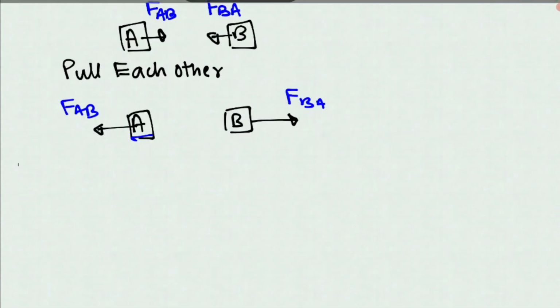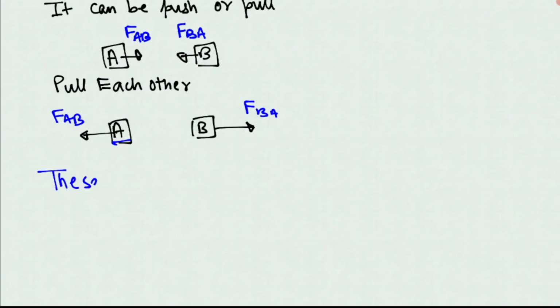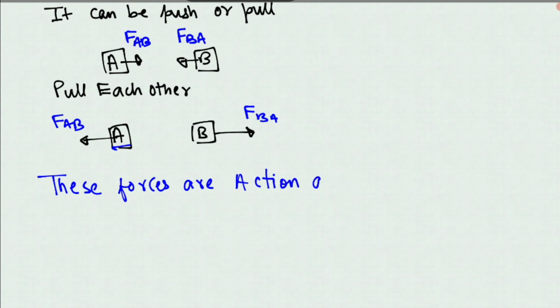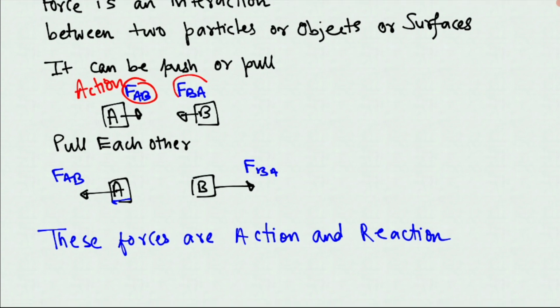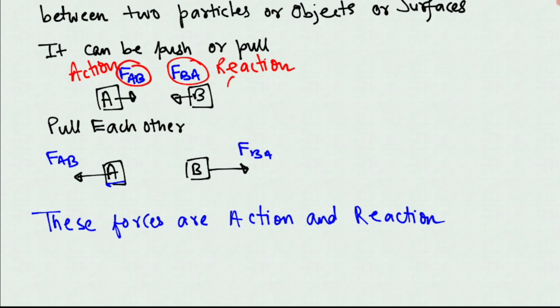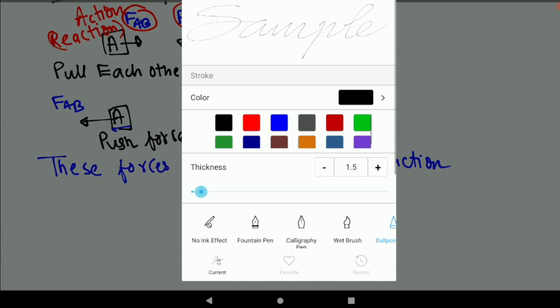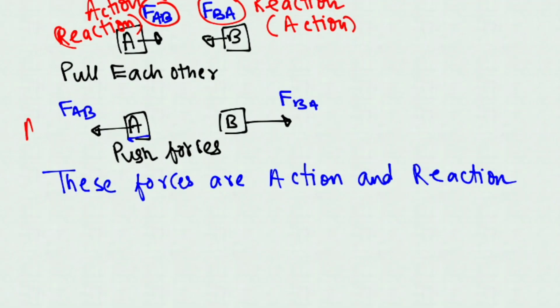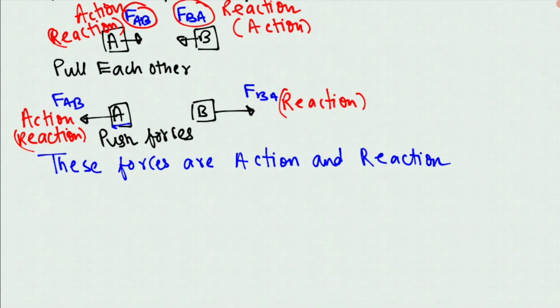For example, we consider two objects A and B. They will push each other or pull each other. We can call these action reaction forces also. For example, when we talk about pull force, FAB as action force, FBA will be reaction force. It could be the other way also. You can call FBA as action and FAB as reaction. Similarly, when we have a push force, when A and B are pushing each other, any one of them can be called action. Suppose FAB is action, then FBA will be reaction, and if FAB is reaction, then FBA will be action. Any one force will be action, the other will be reaction.